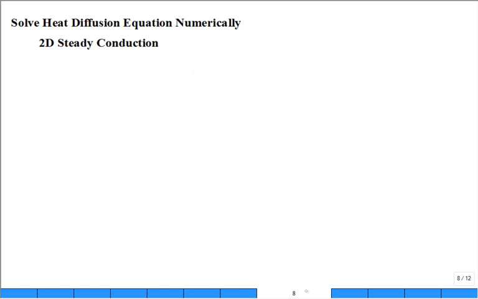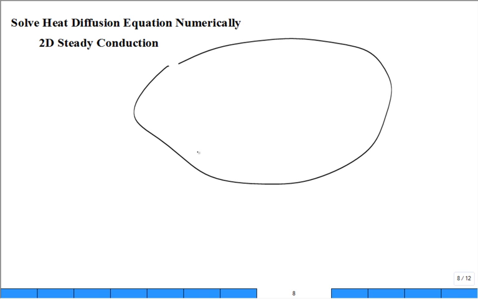We want to talk about solving the heat diffusion equation, not analytically, but numerically. And we want to solve it for what we call two-dimensional steady-state conduction, because that's our domain. If I have a domain like this, what I'll do is I'll discretize it, and I'll solve for the temperature at those points. Analytically, if I got an analytic expression, it would give me the temperature at any x or any y. But I'm interested in solving for it at basically what they call a grid.